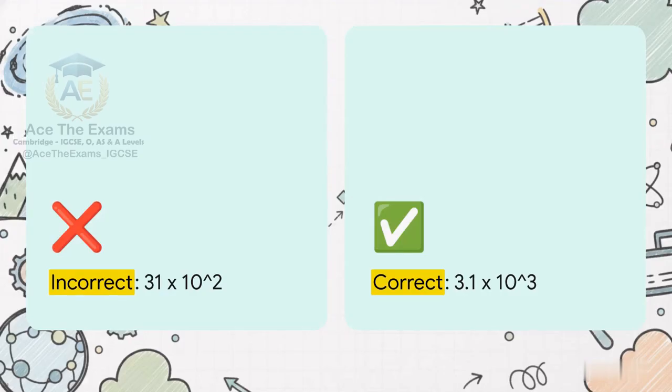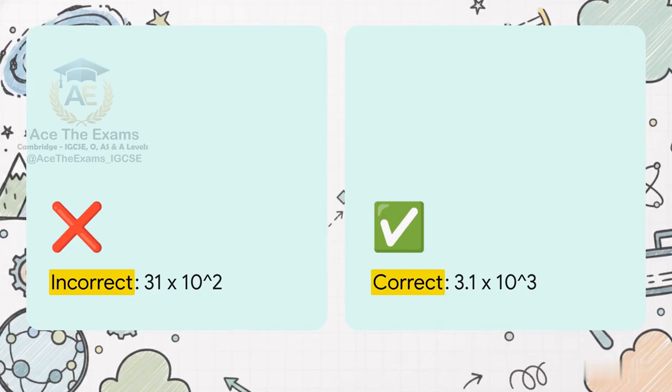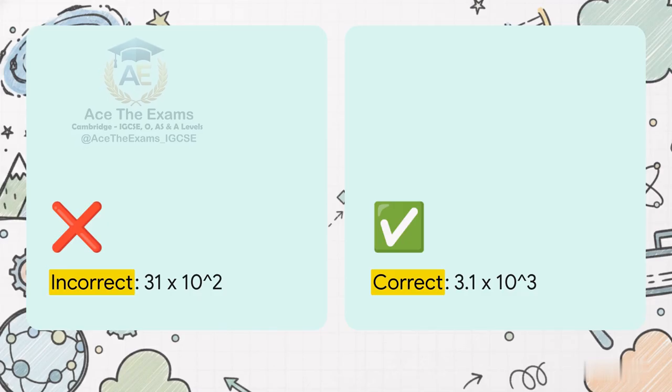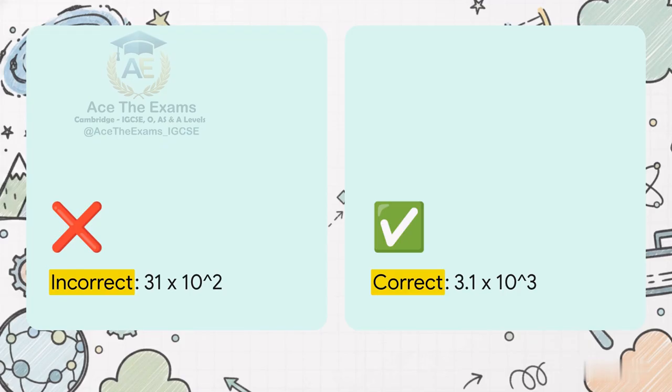Let's break this down with a real example. Let's take the number 3100 to see this rule in action. Mathematically speaking, 31 times 10 squared is equal to 3100. That is a true statement. So is 0.31 times 10 to the power of 4. But if you write either of those on your exam, you are losing the mark.